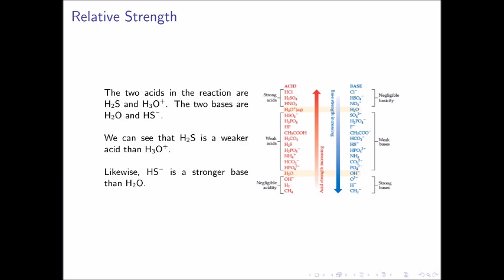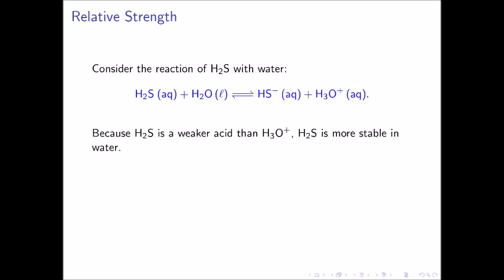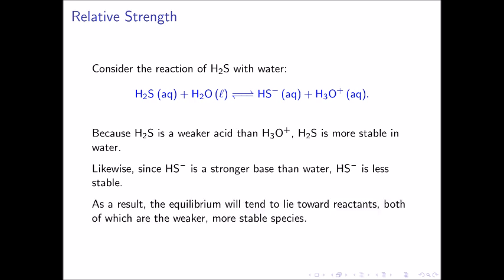Likewise, HS- is a stronger base than water because it too lies lower on the table, but this time on the right-hand side. Now, because hydrogen sulfide is a weaker acid than hydronium ion, the hydrogen sulfide is more stable in water. Also, since the HS- ion is a stronger base than water, the HS- is less stable in water solution. As a result, our more stable species are on the reactant side, and the equilibrium will tend to lie toward reactants.